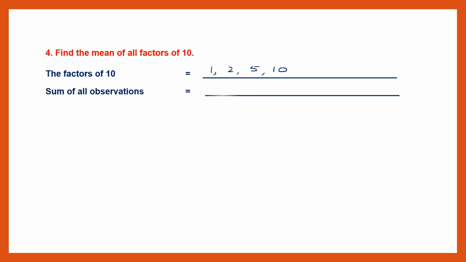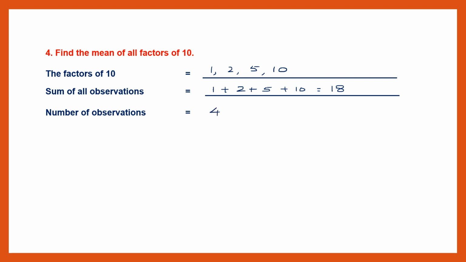In the next step, we have to write the sum of these observations, the sum of these factors: 1 plus 2 plus 5 plus 10, and get the sum. So here the sum is 18. When you add up all these numbers, you get 18. Next is the number of observations. How many factors of 10 are there? There are 4 factors. So we write 4.